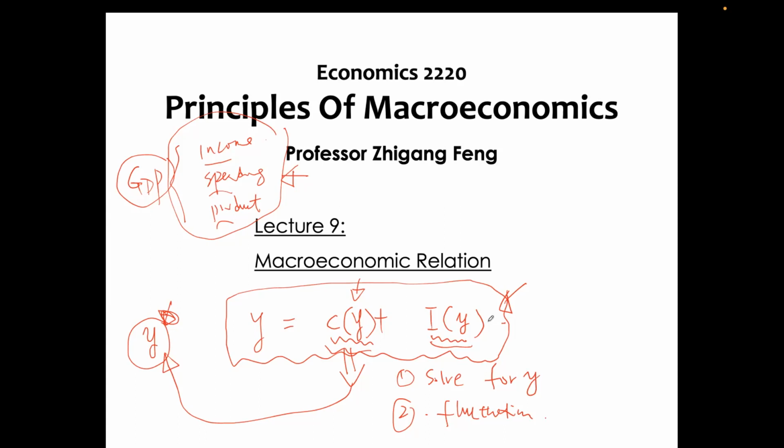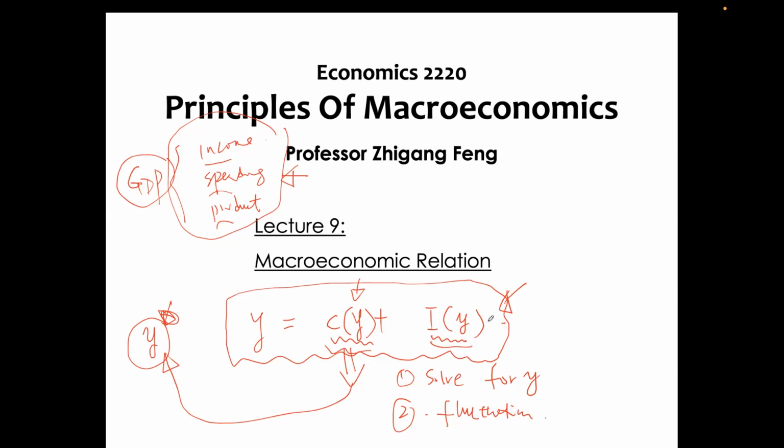Here, I just give you a big picture of where we are heading. To summarize, we try to understand the fluctuation of y, or the determination of y. The way we do it is to follow this equation, and this equation is going to serve the purpose of understanding the determination of y, to understand the fluctuation of y.